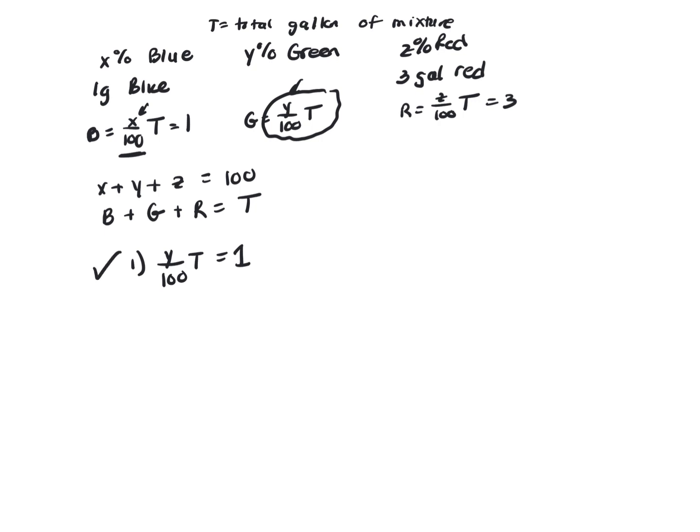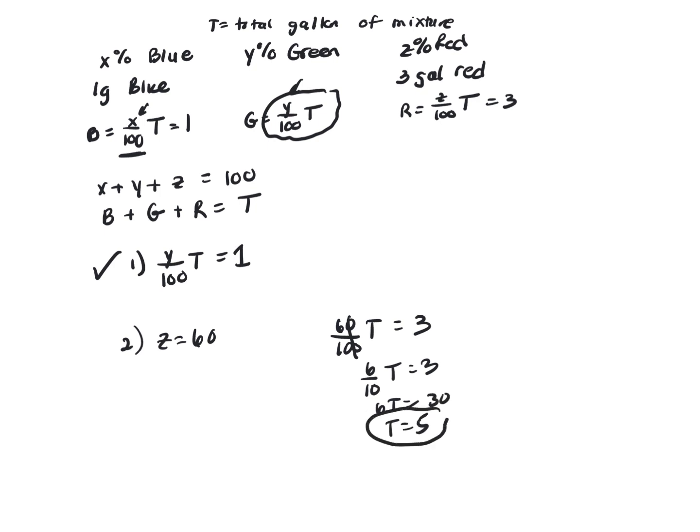So that works. Now clue 2 says Z equals 60. So Z is red. That means 60 over 100 times T equals 3. And if I solve this for T, cancel that out, I've got 6 over 10 T equals 3. That's 6T equals 30. That's T equals 5. The total gallons is 5.